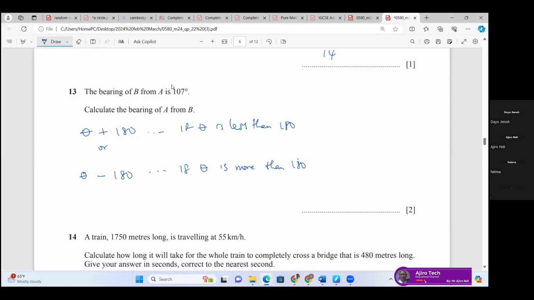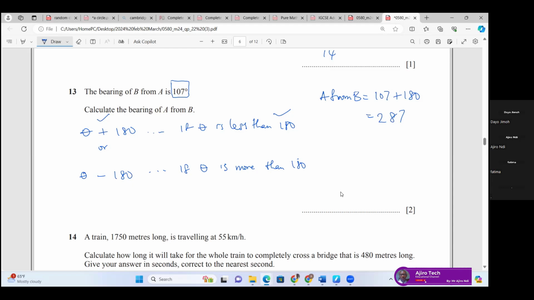So look at this theta here now. Is it more or less than 180? It is less. So we're going to do this. So the answer A from B is equal to 107 plus 180, and then I get 287. That's my answer. With this, yes, we can do an Excel, but not now. Maybe some other time. Maybe we need a week, but not today. We do Excel for today is for Cambridge.